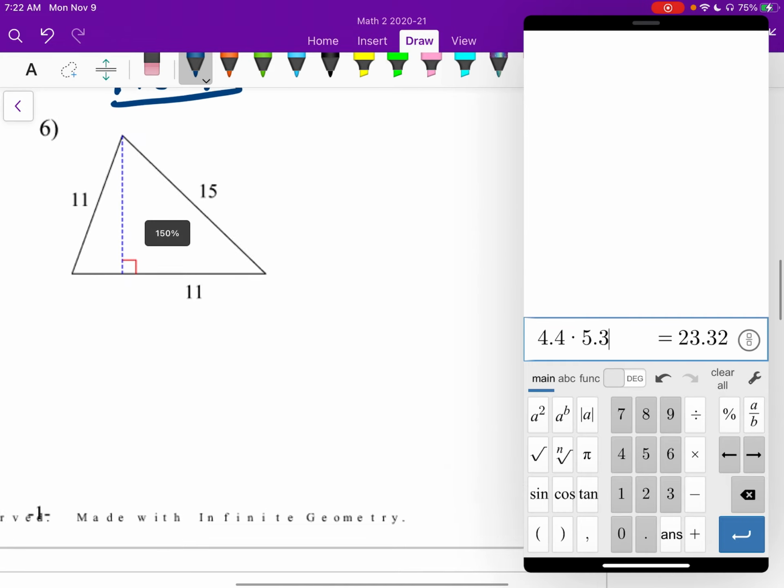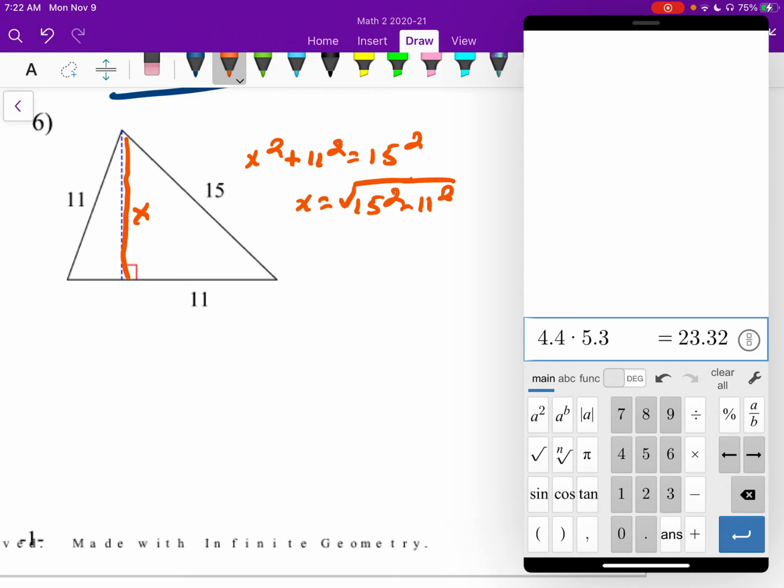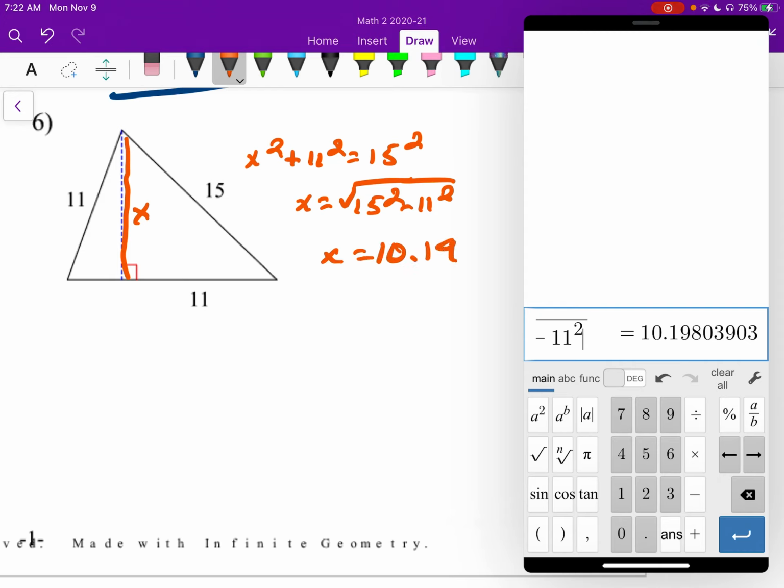All right, number 6, last one. Same situation, we have to find our height, and then we're going to be able to find our base. I'll find this one using orange. I'll say, well, that's x. I'll say x squared plus 11 squared equals 15 squared. So x is root 15 squared minus 11 squared. All right, and x is 10.19, or we'll say 10.2.